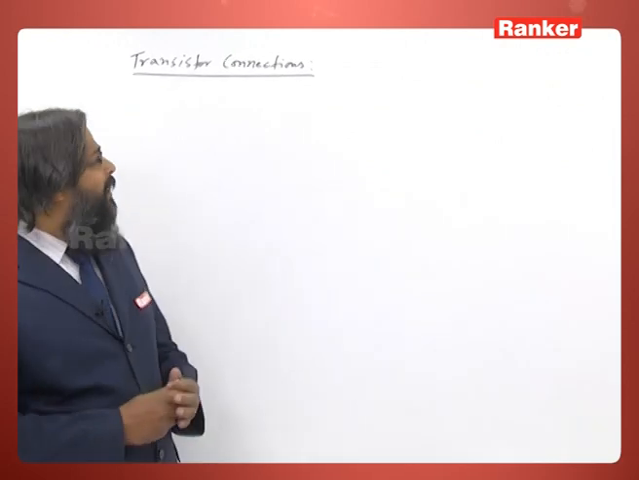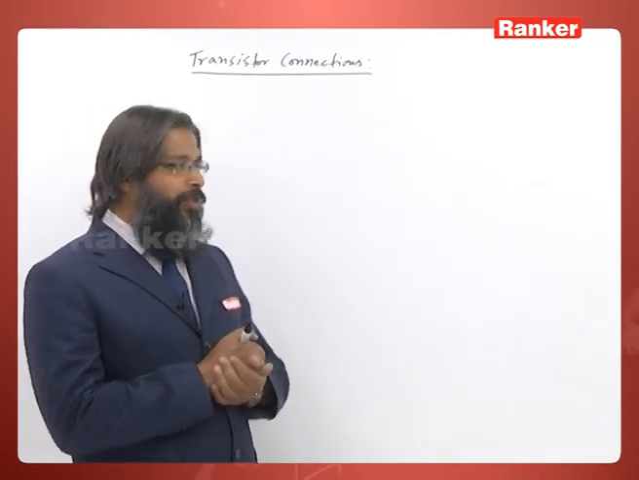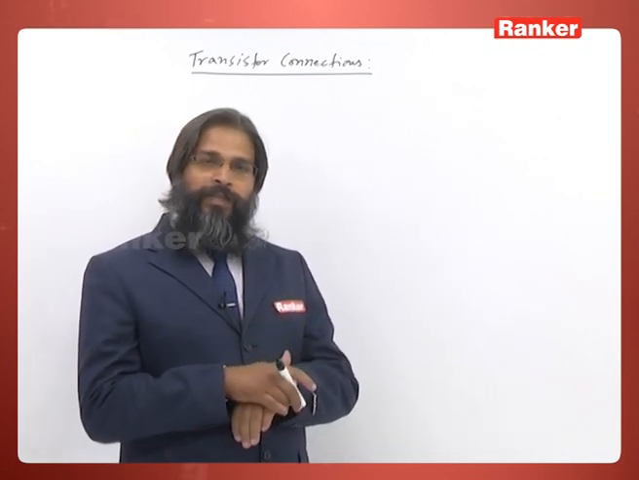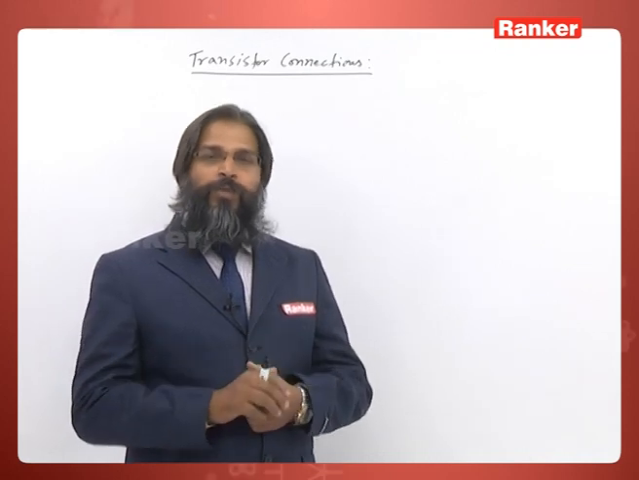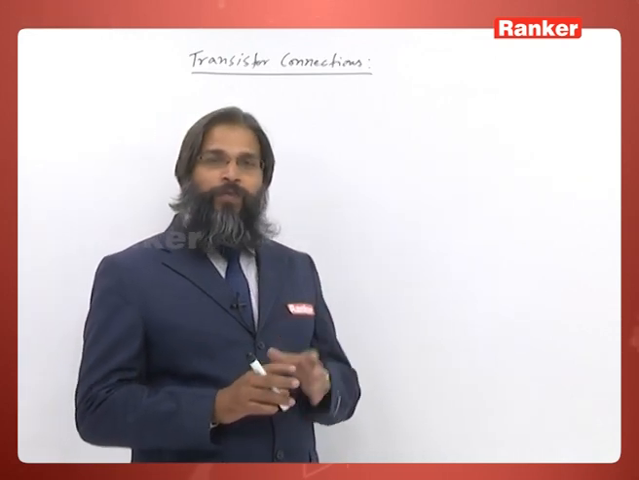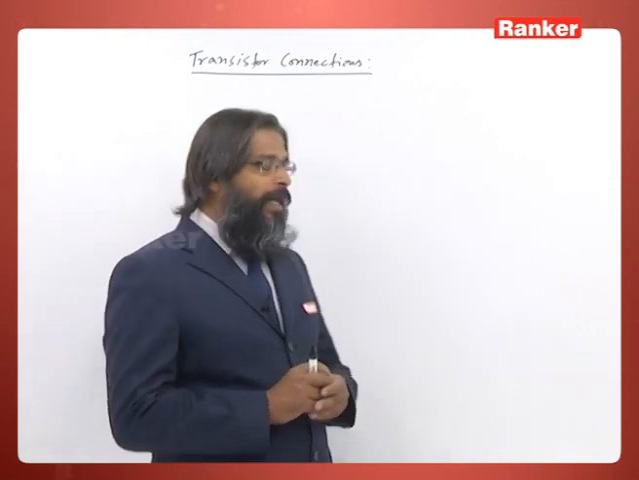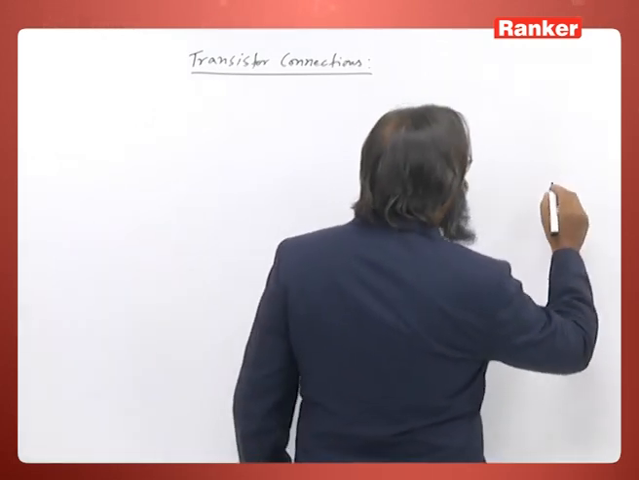So, now let us see the transistor connections. In a transistor we have 3 terminals, and when a transistor is in use we give some input and we take some output. For input we require 2 terminals and for output we require 2 more terminals. So, total 4 terminals are required, but we have only 3 and we require 4. So, what we do, we take a terminal as a common terminal, and there are 3 ways in which we can make one terminal common. So, let us see it.